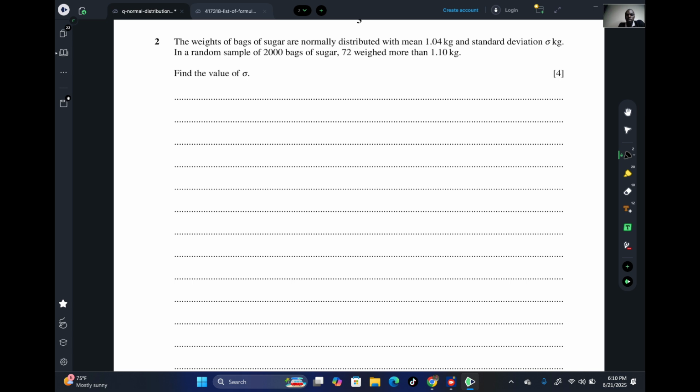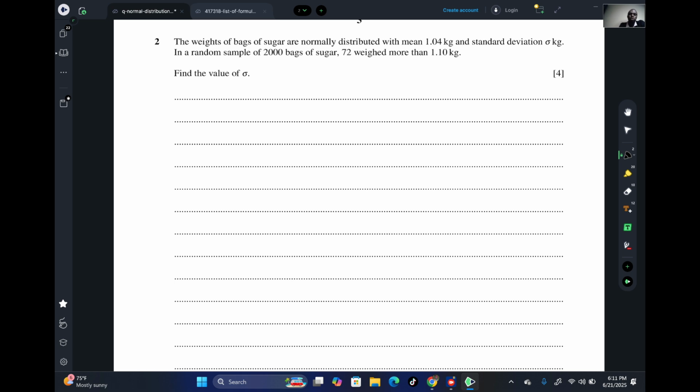We're going to read the question. The weights of bags of sugar are normally distributed with a mean of 1.04 kg and a standard deviation of sigma. In a random sample of 2,000 bags of sugar, 72 weighed more than 1.1 kg. Find the value of the standard deviation. So this is a very simple question.